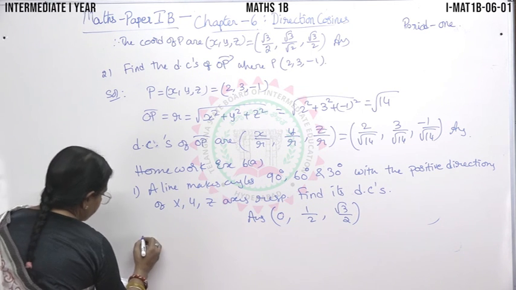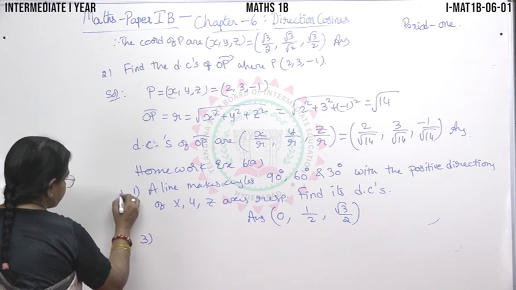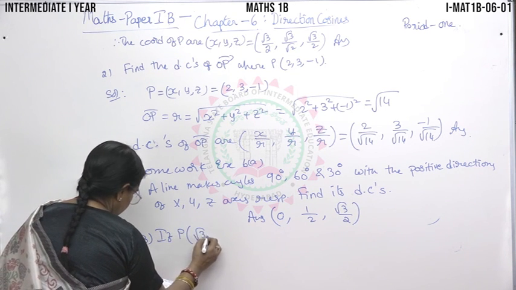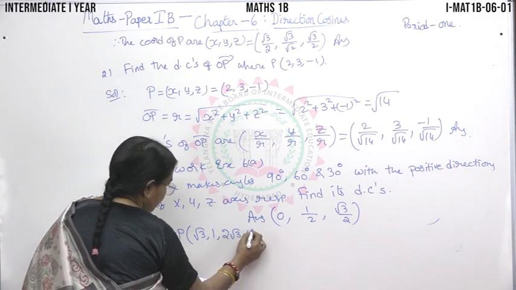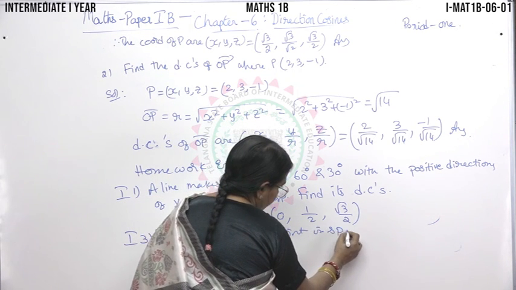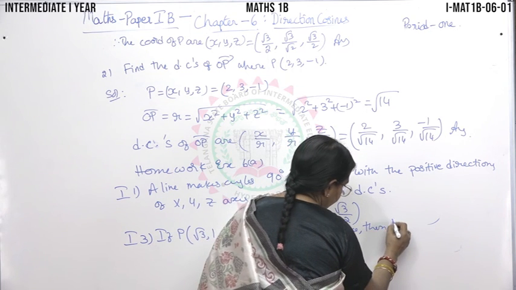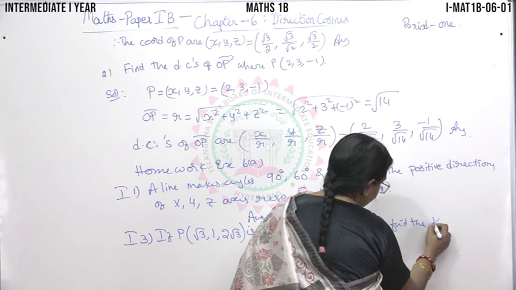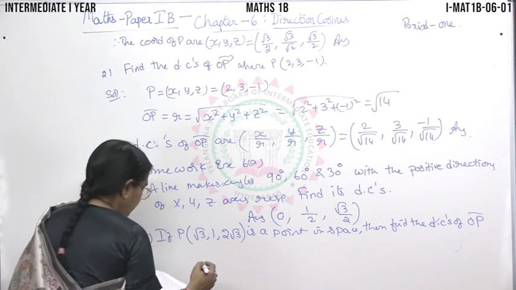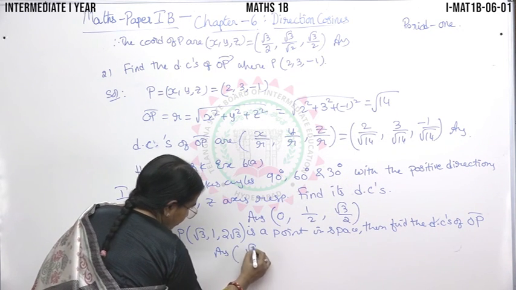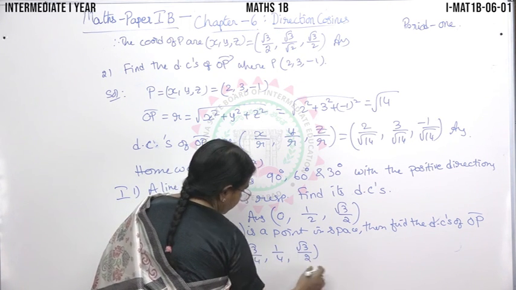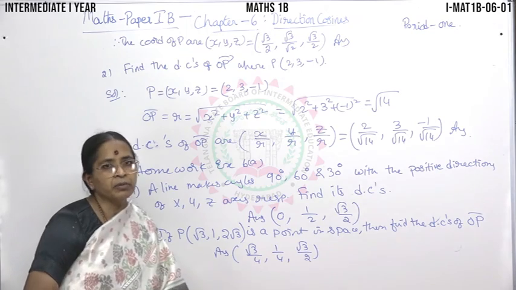Yeah. Next, third problem also you can take as homework. This is first section, third problem. So if P is root 3, 1, 2 root 3, a point in space, then find the DCs of OP. So just similar to this problem. So the answer here is root 3 by 4, and then 1 by 4, and then root 3 by 2. Okay. And then we'll continue with the problems in the next period.